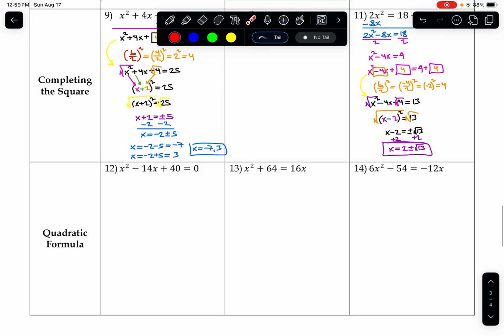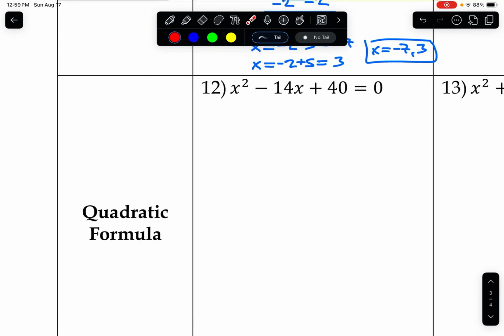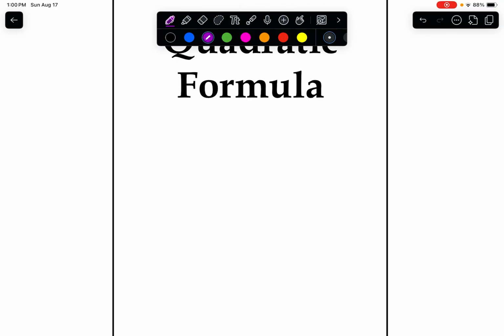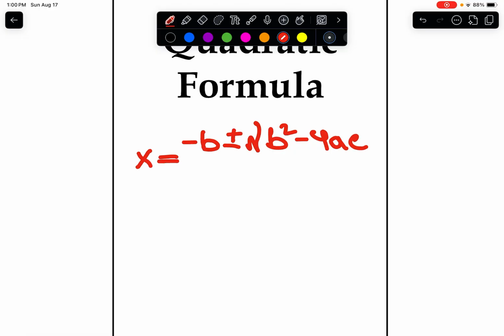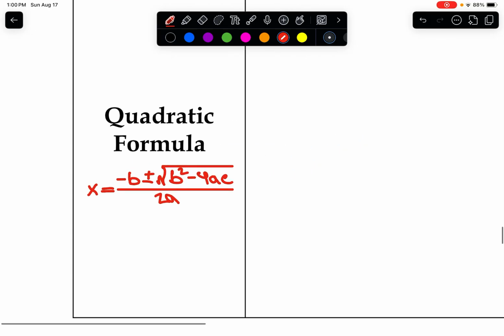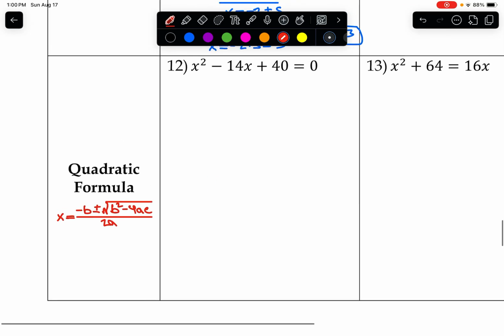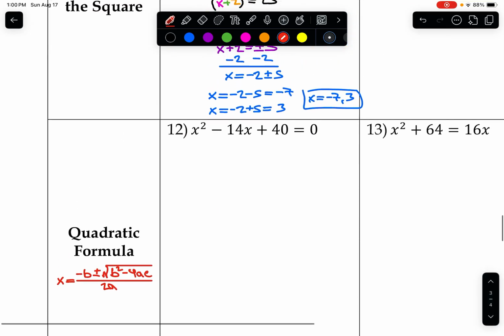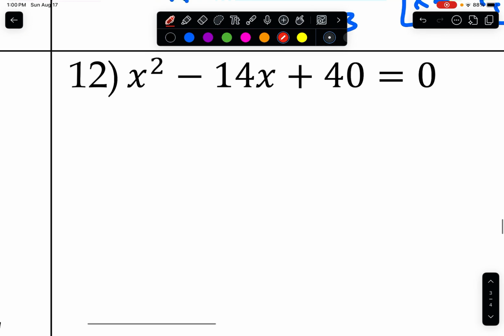Okay, moving on. Now we're going to look at the quadratic formula. Hopefully this is not new. x is equal to the opposite of b, plus or minus the square root of b squared minus 4ac, all over 2a. Hopefully you either have it memorized or you have some sort of mnemonic to help you remember it, but let's go.